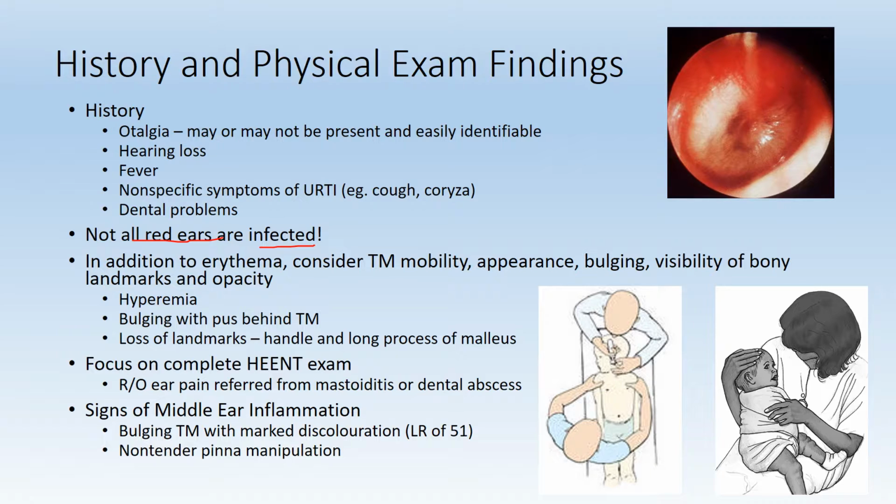So in addition to looking at the ear, you want to make sure that you complete a full head assessment. You want to rule out pain that's referred from mastoiditis or dental abscess, and then looking for signs of middle ear inflammation, as mentioned, that bulging tympanic membrane with marked discoloration and non-tender pinna manipulation. So here in the top corner, there's a picture of a bulging red tympanic membrane.